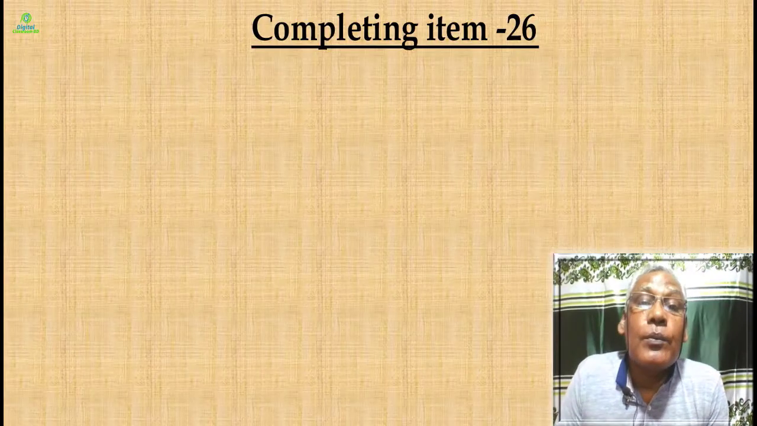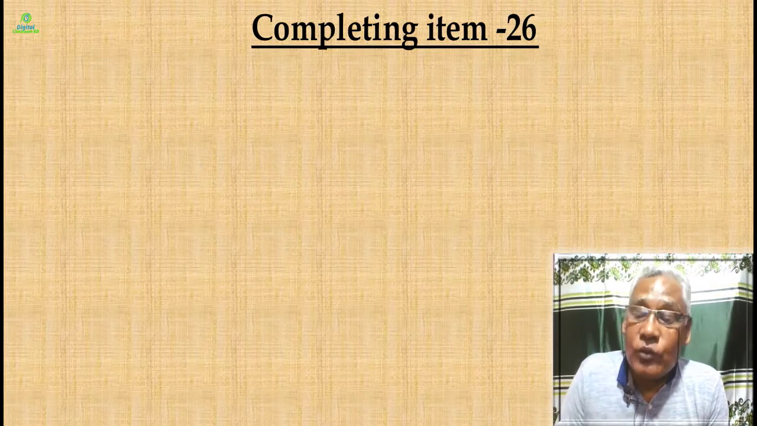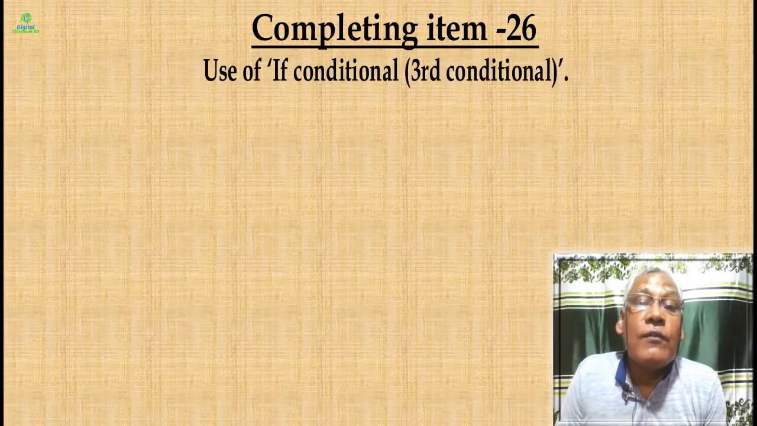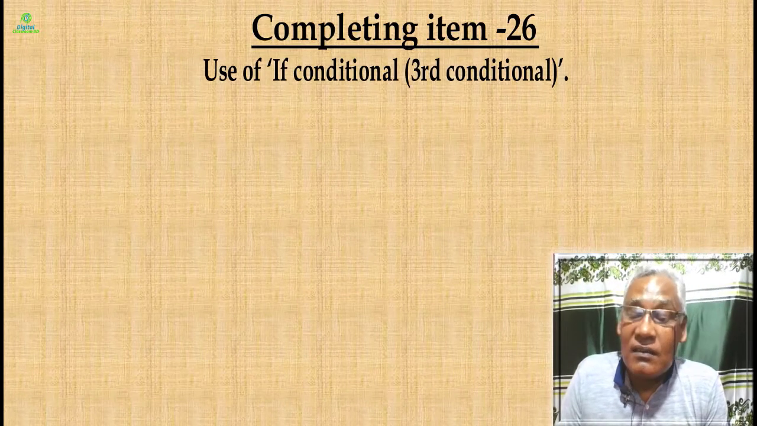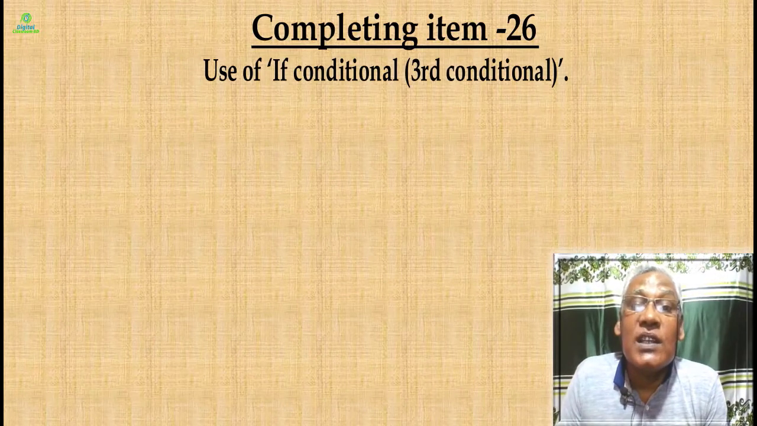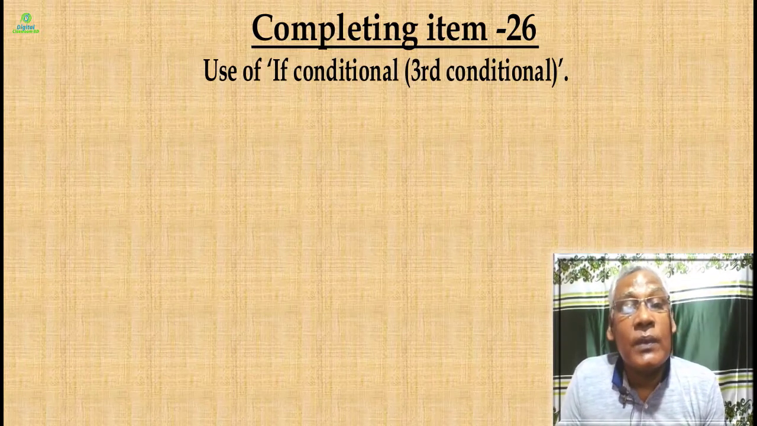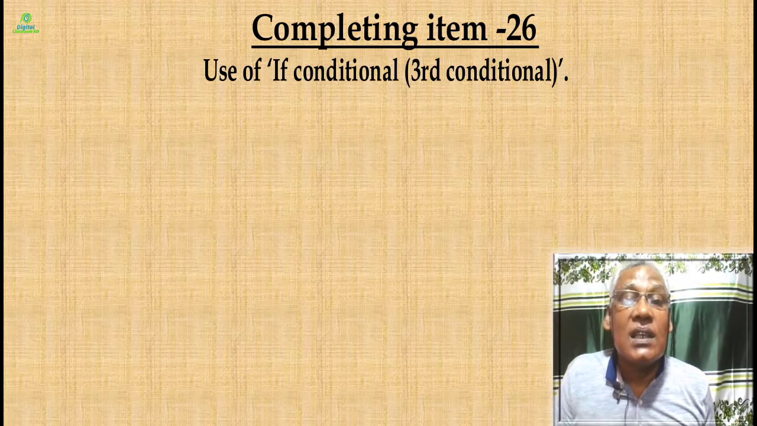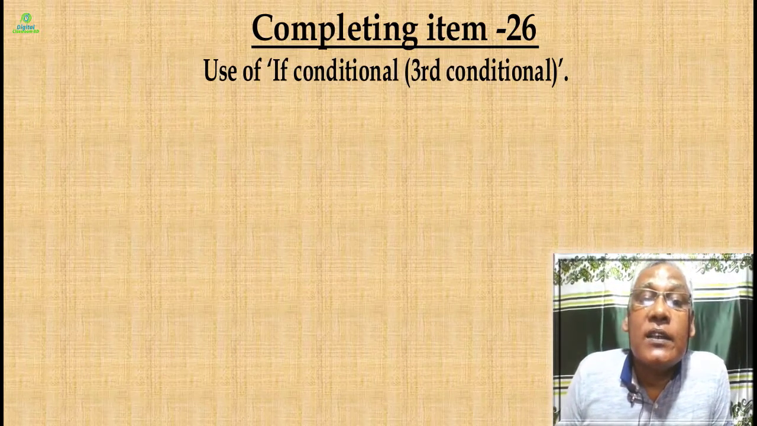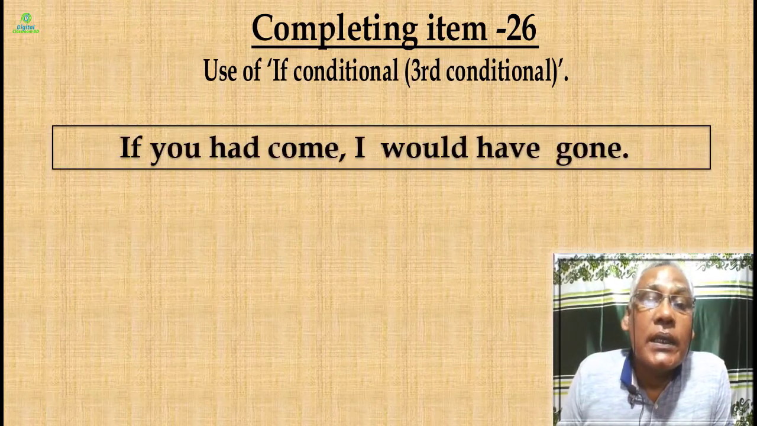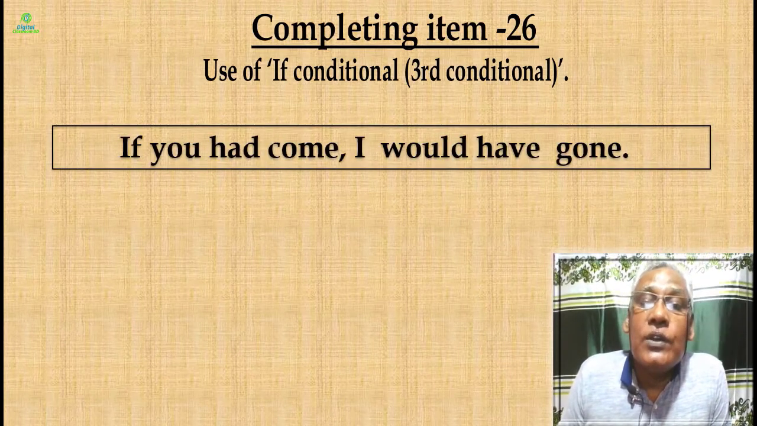Okay. Now proceed on completing item 26. Use of if conditional, third conditional. So there are several types of conditional sentences. First conditional, second conditional. Already we have discussed first conditional and second conditional. Now we will discuss third conditional. Okay, look at it. If you had come, I would have gone.